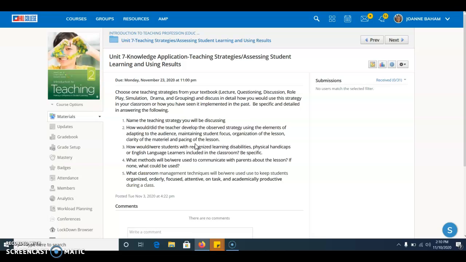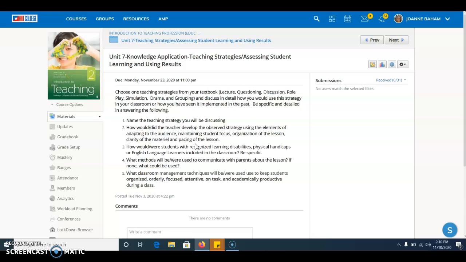So you can talk about what you would do, or you can talk about something that you saw or experienced and go over how that was done. You do need to be specific and detailed in your answering. So number one is literally listing which of the strategies you're talking about, just so I know and can have a better understanding. People often forget to put the strategy they're discussing in.